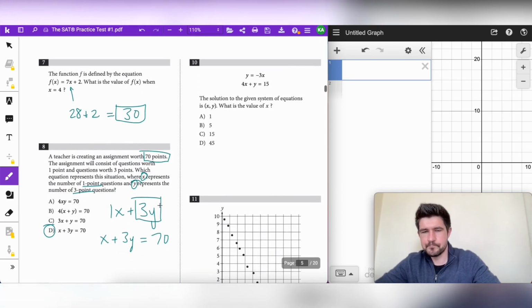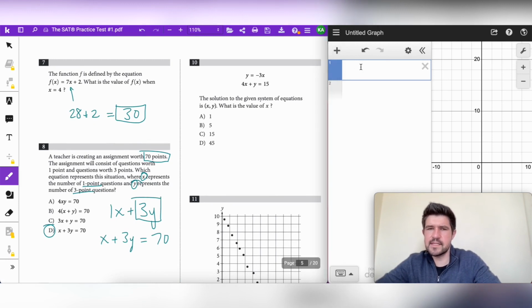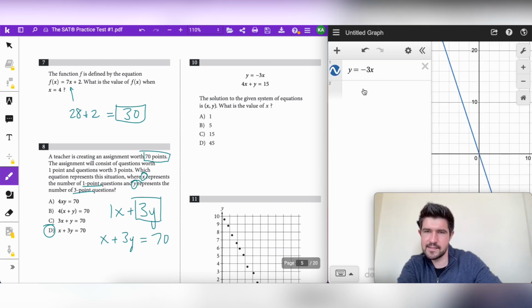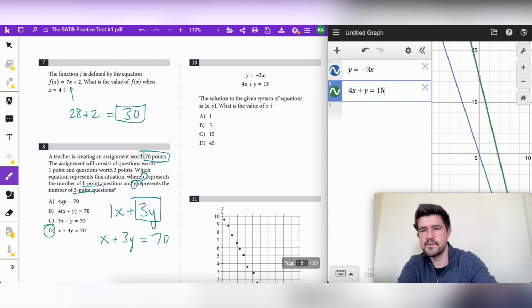What about number 10? This is the first one that we can use Desmos for. So we've got a system of equations. Remember, a system is just 2 equations. In this case, they're both lines. And if we type them both into Desmos like we see them, you can see that the first one gets graphed there nicely, negative 3x. The next one, 4x plus y equals 15. There, you see that one.